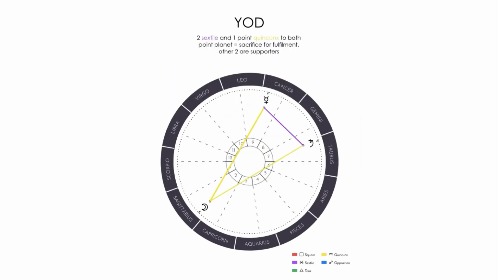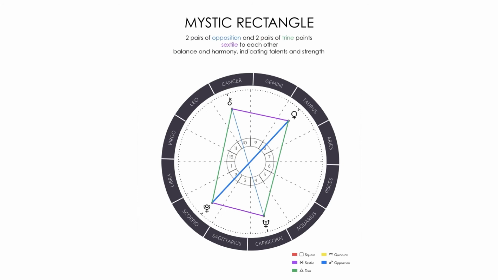So a yod is 2 planets in sextile and 1 in quincunx to both. The point planet signifies a sacrifice one will need to make in order to become fulfilled, with the assistance of those supporting points. A mystic rectangle is 2 pairs of opposition planets that are sextile to each other, making a rectangle. This is going to signify balance and harmony and will indicate what talents and strengths this person may have.